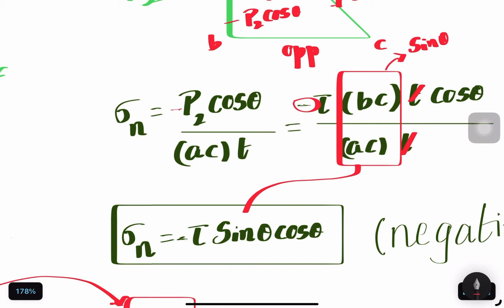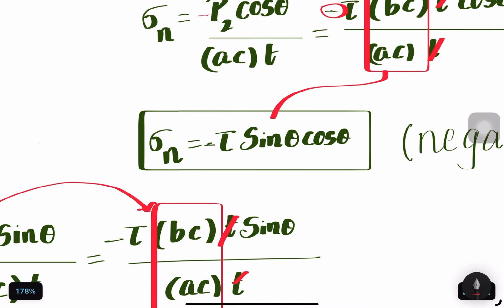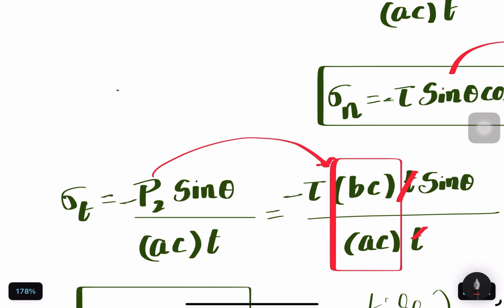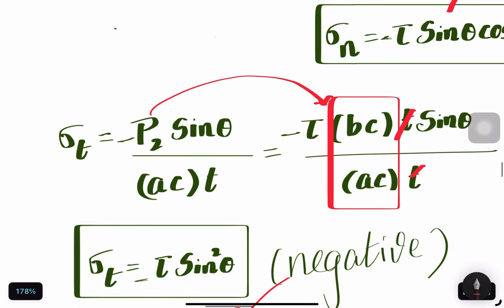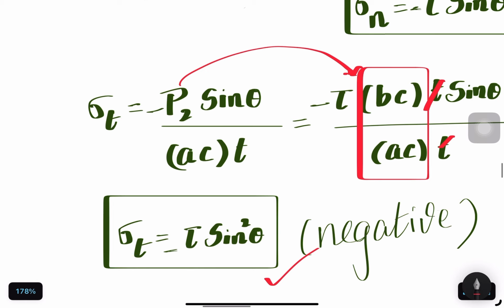Got it? In exactly the same manner, find the expression for the tangential load, which is the tangential stress on the inclined plane, which is the tangential load, which is P2 sin theta, of course, negative sign divided by the inclined area. So substitute the value for P2 to do the mathematics. BC divided by AC is sin theta, opposite by hypotenuse. So sin theta into sin theta is sin square theta. I got the expression for the tangential load that is acting on the inclined plane.